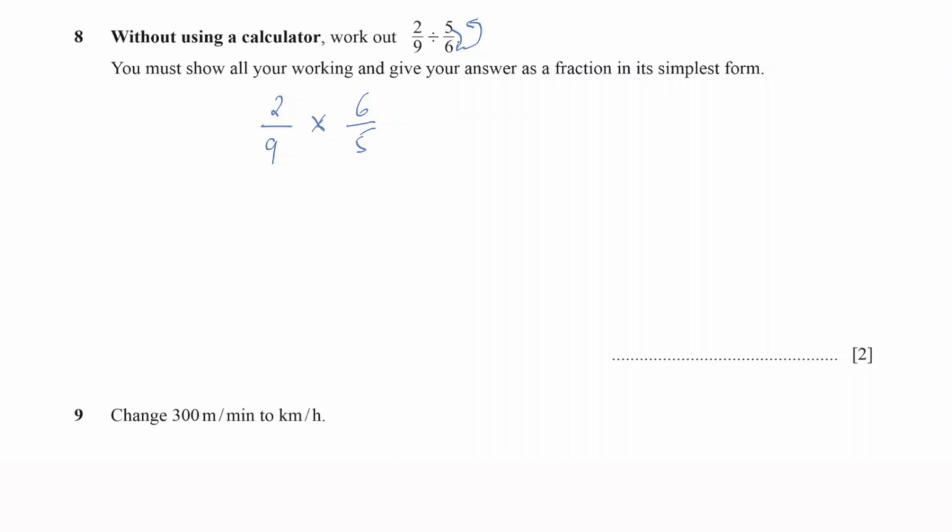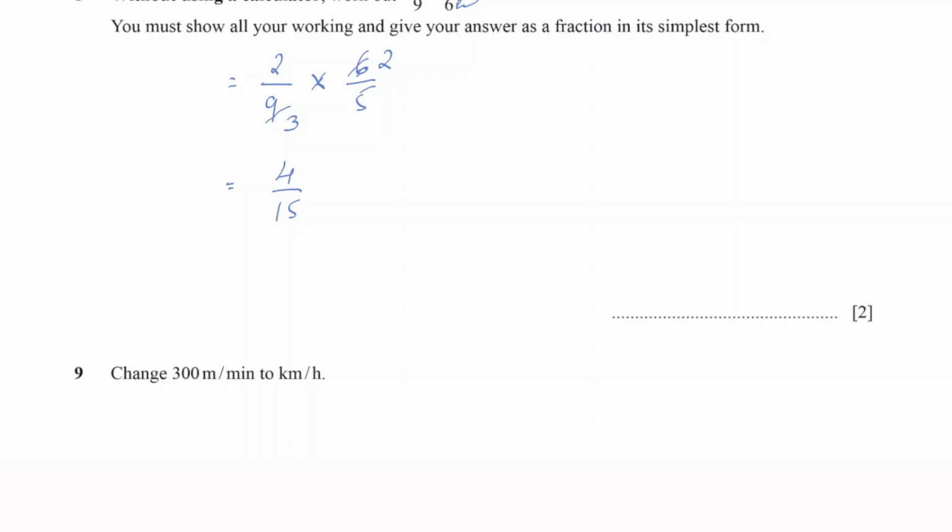Now what we can do, we can cancel it. If I cancel it, this 6 and this 9 both come in the 3 times table. So 3 times 2 is 6 and 3 times 3 is 9. If we see further, it is not possible. So 2 times 2 is 4 and 5 times 3 is 15. So we'll take this as the final answer, 4 by 15.